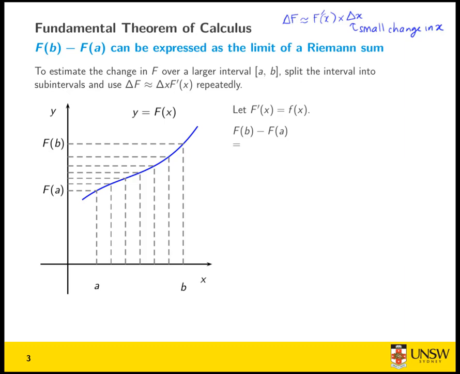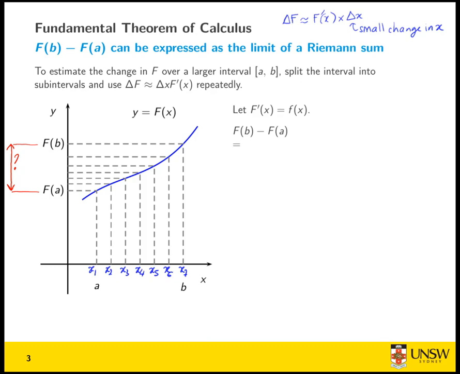Now, how would you evaluate a change in f caused by a large change in x? For example, how would you evaluate f of b minus f of a? The idea is to divide the interval a b into small subintervals such that on each of them this formula is valid. Let's do it. Let's label the points on the x-axis.